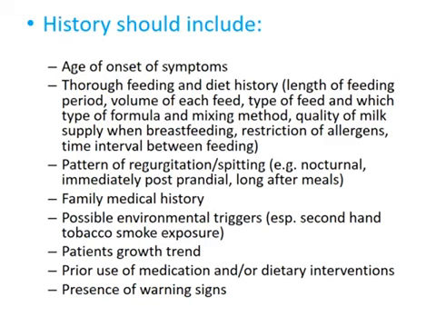The pattern of when the regurgitation occurs is quite important. Family history is important. Looking at the growth trend, look at the Road to Health book, see the patient's growth trend, plot the patient and see where they plot. Are there any environmental triggers, especially secondhand smoking? And are there any warning signs?